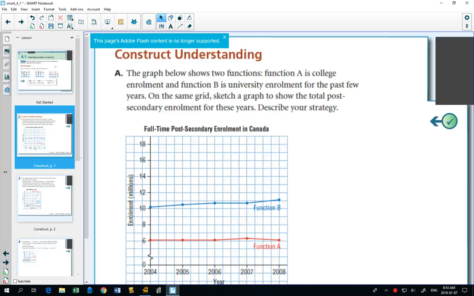Look at example A. The graph below shows two functions, college enrollment and university enrollment. On the same grid, do total enrollment. So in 2004, there was just over 6 million people in college, just over 10 million people in university. How many in both? Just over 16 million.